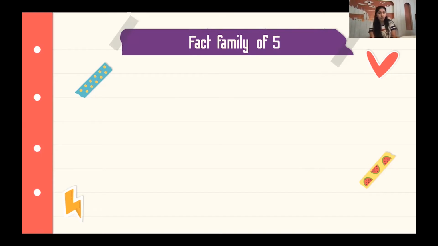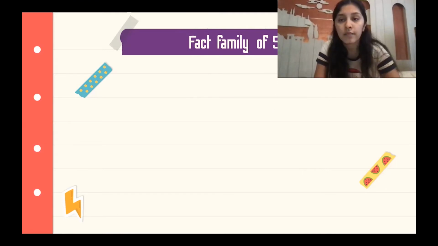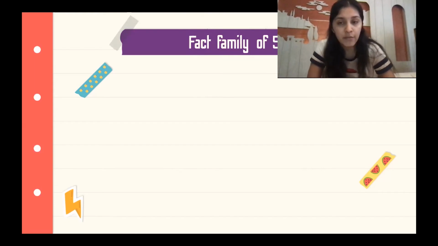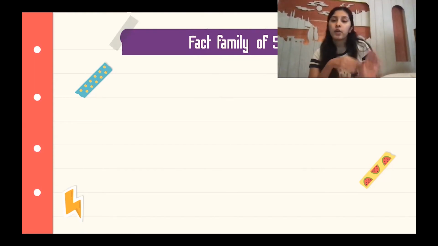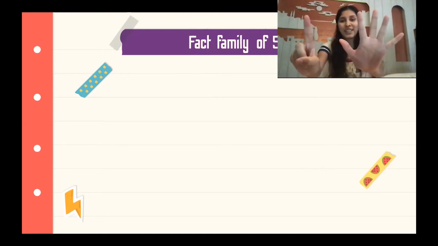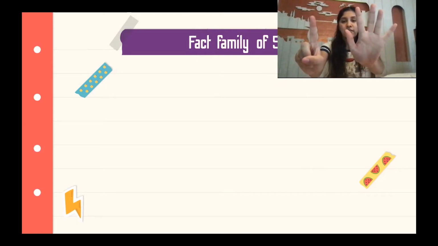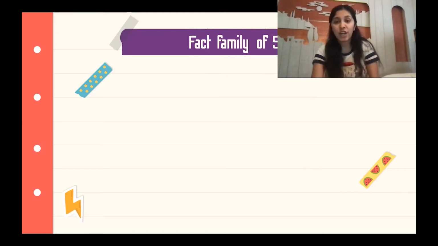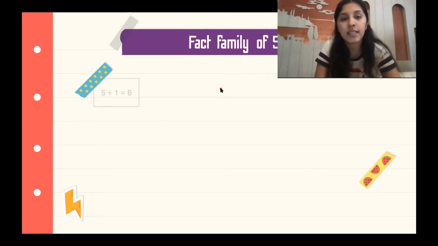So the first one we're going to do is actually going to be 5 plus 1. So if you want, I'll make my screen a little bit bigger just so that you can see. Okay? So since the first one's going to be 5 plus 1, I'm going to go ahead and use my fingers. So 5 plus 1. What does that equal? Yeah, good job. 5 plus 1 is 6.